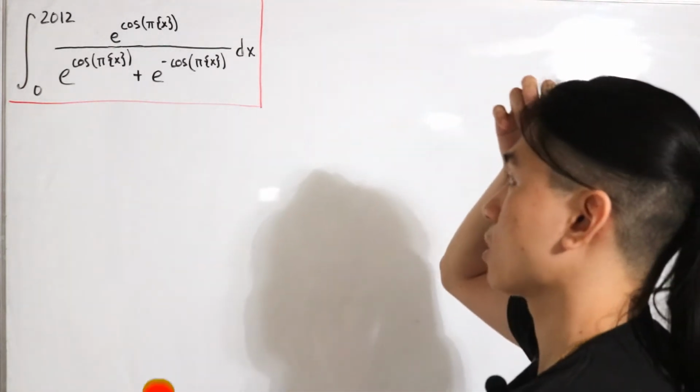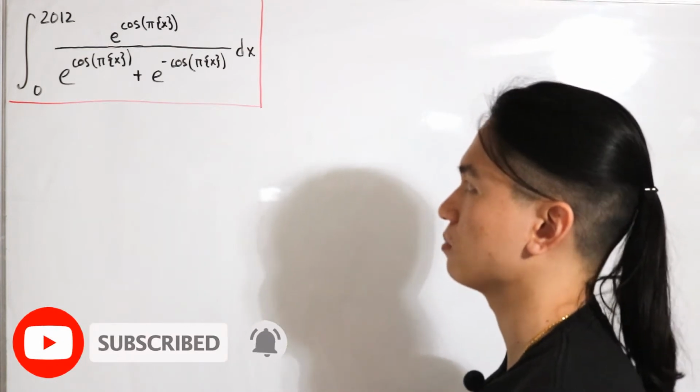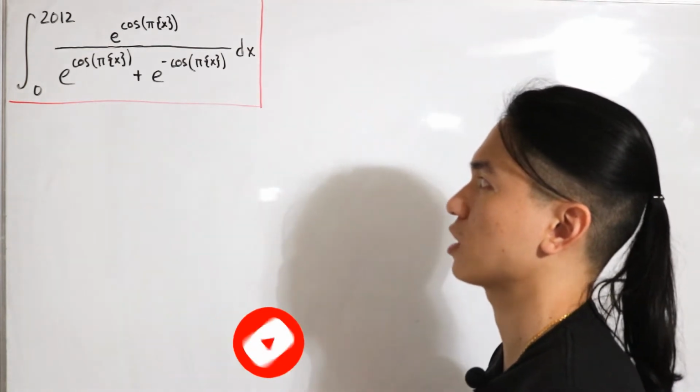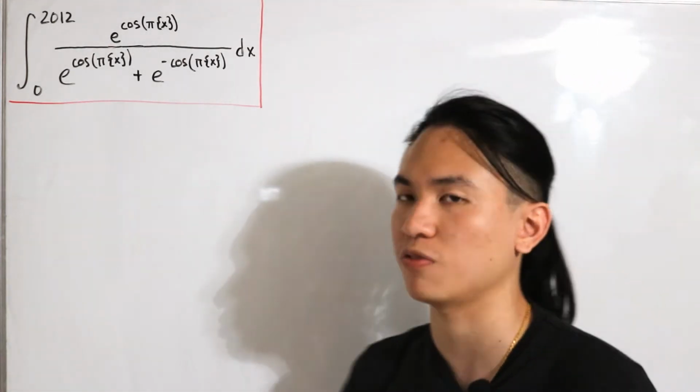So we have e to the power cosine of pi times the fractional part of x divided by e to the power cosine of pi times the fractional part of x, add this with e to the power negative cosine of pi times the fractional part of x.